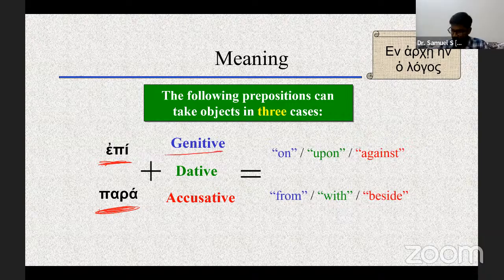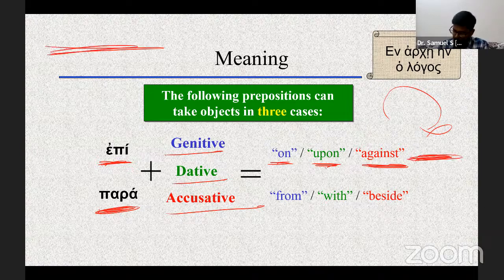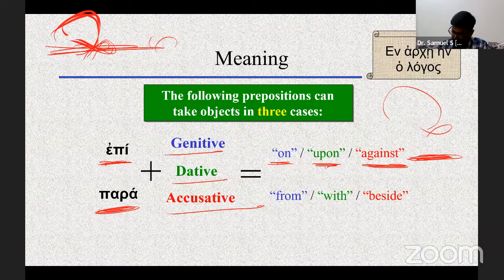Epi plus genitive, on. Epi plus dative, upon. Something is on it, something is upon it. Epi plus accusative, against. On, upon, against. Again, somewhat positional. Something is on it, upon it, almost like sitting on it, and something is against it, maybe leaning against it.